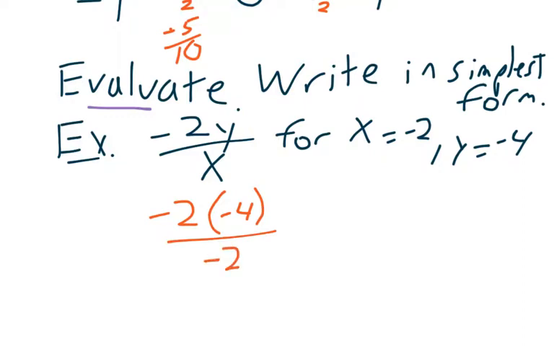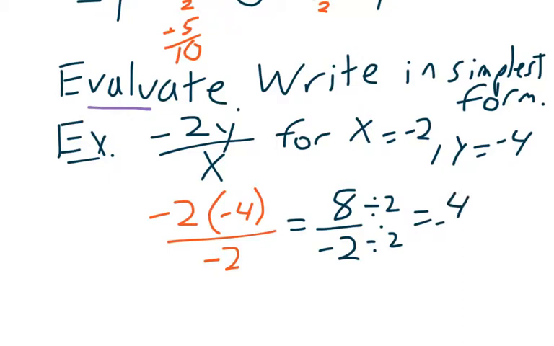And then I want to simplify each part of that fraction first. So I'm going to simplify this top part, the bottom part, and then I'm going to divide them. So negative 2 times negative 4 is positive 8. Negative 2 is on the bottom. 8 divided by negative 2 gives us negative 4, or I could just divide by my common factor of 2, and I would get 4 over negative 1. And then 4 divided by negative 1 is negative 4. So simplify it all the way.